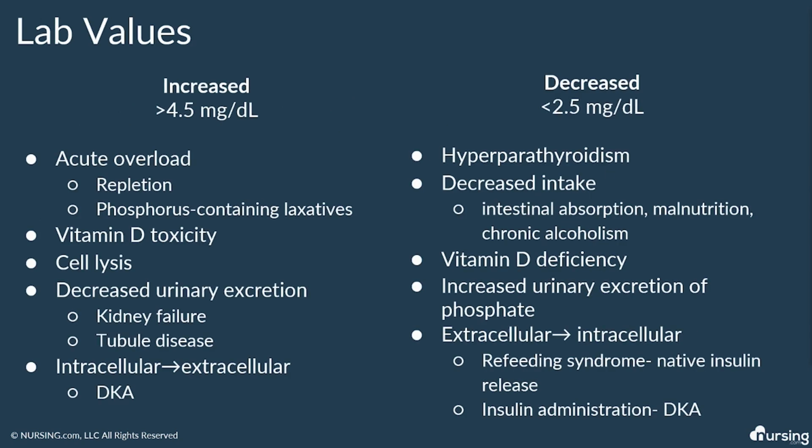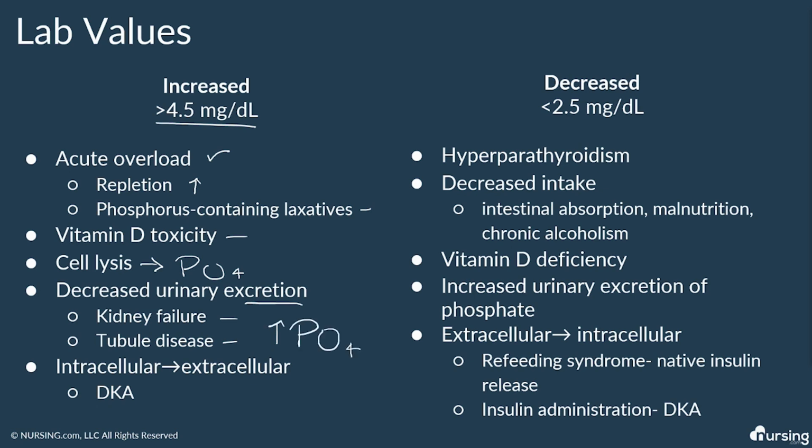When lab values are increased, that's a level that's above 4.5 milligrams per deciliter. It's typically related to an acute overload, so repletion might have been too much, or this could be a patient that's taking too many phosphorus-containing laxatives. It's also apparent in vitamin D toxicity and when cells lyse. They're going to release the phosphate, right? And we talked about renal failure, and when there's issues in the nephron and the tubules specifically, that they're not excreting the phosphorus, that's going to really increase the lab value.